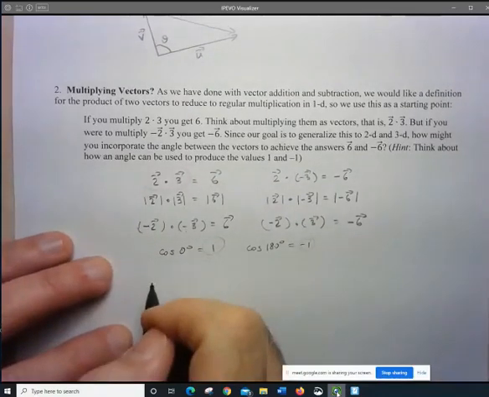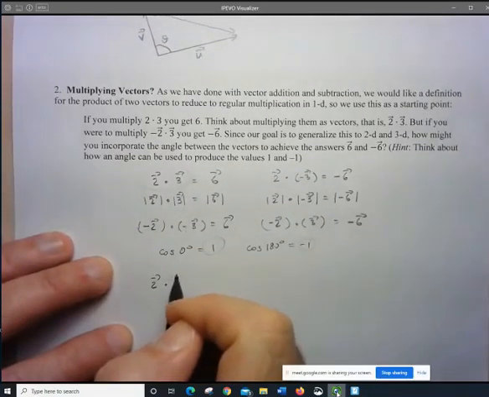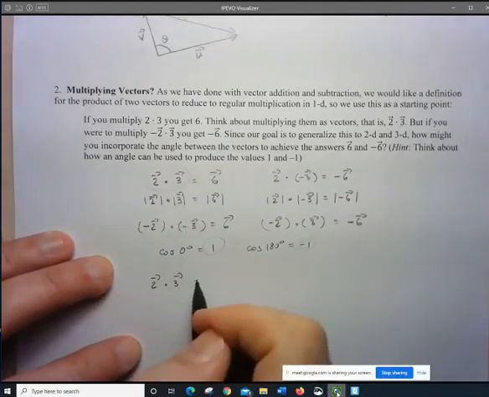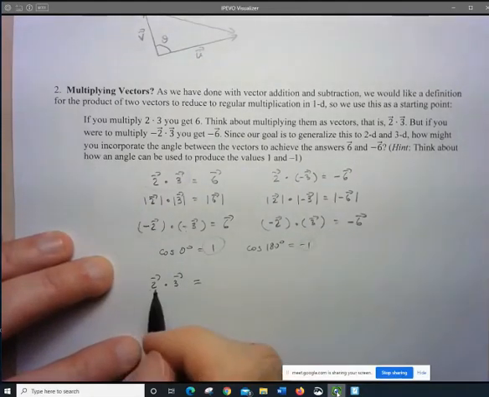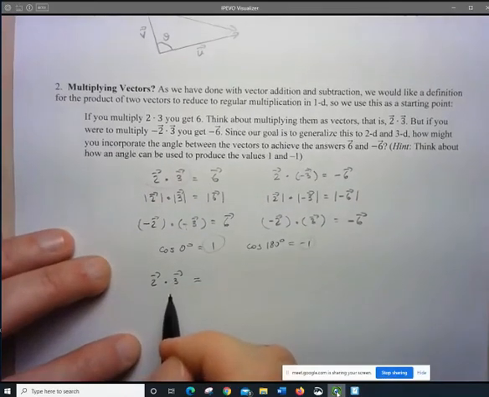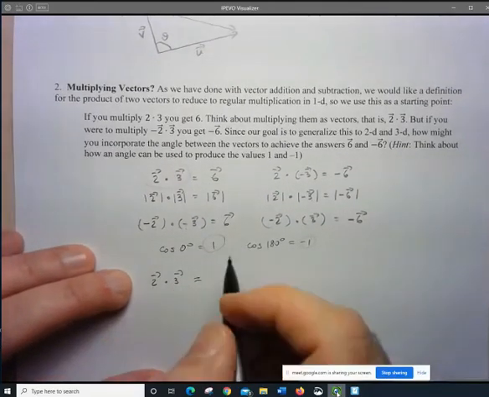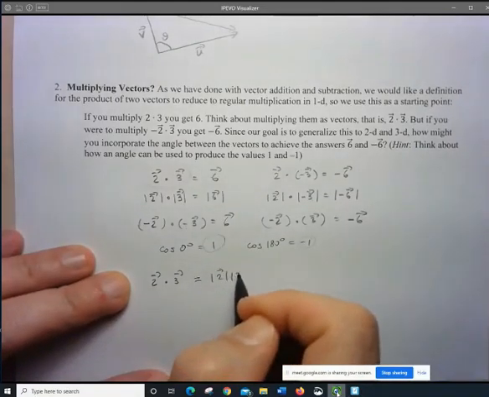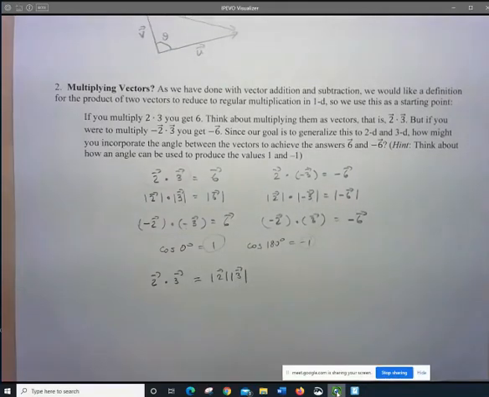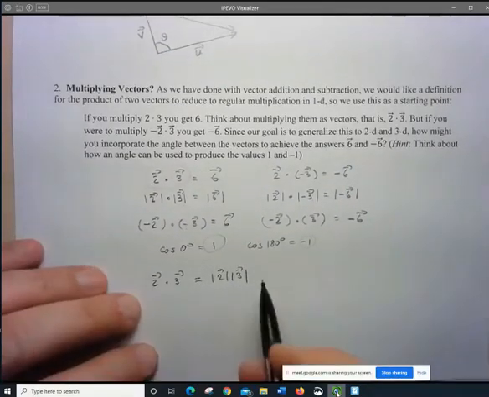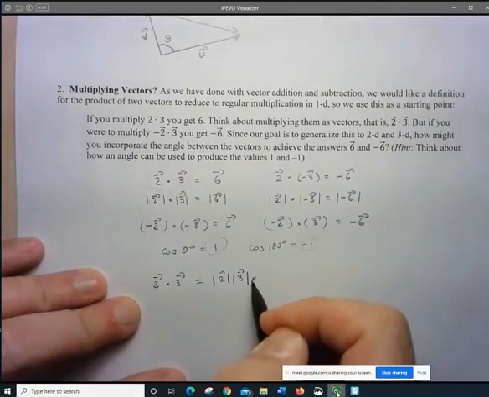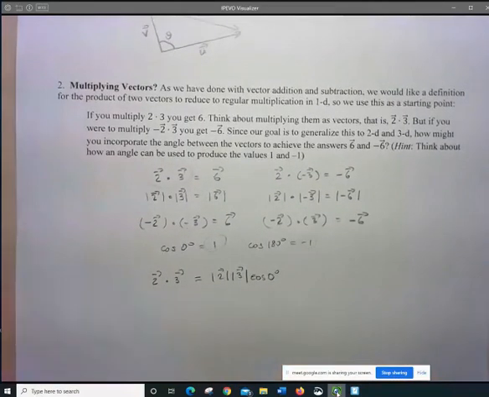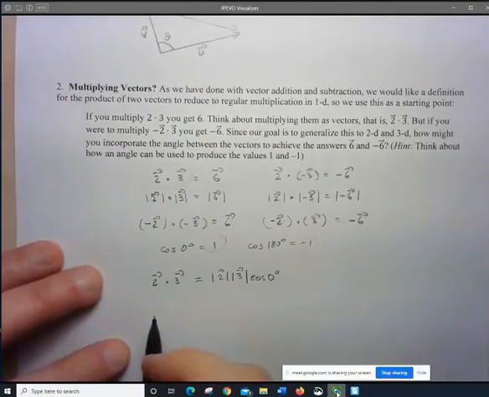So when you think about multiplying vector 2 times vector 3, we know that we want it to be vector 6. So we know we want to multiply the magnitudes, but then, in order to make sure it stays positive, I can just multiply that by the cosine of the angle between them. Let's see what happens. What does that give me? That just gives me 6.